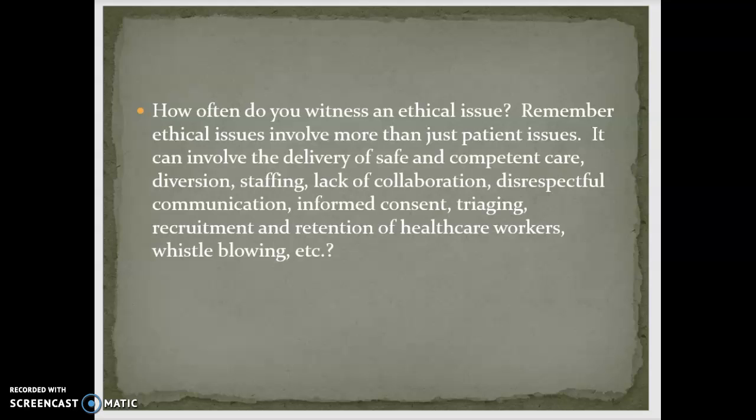Think about how often you witness an ethical issue. And remember, ethical issues involve more than just patient issues. It's more than just about end-of-life issues and things like that. It can involve the delivery of safe and competent care. It can involve witnessing diversion of drugs by a staff member. It could be staffing or lack of staffing. There could be a lack of collaboration between healthcare providers.